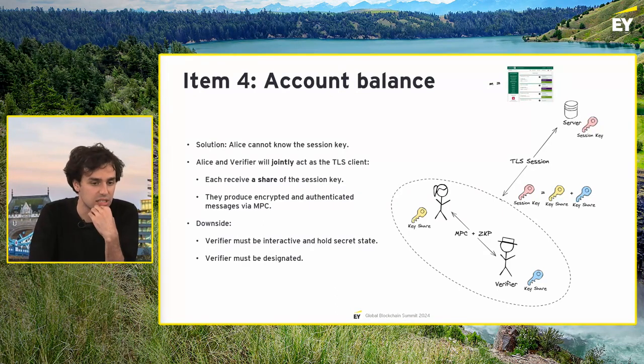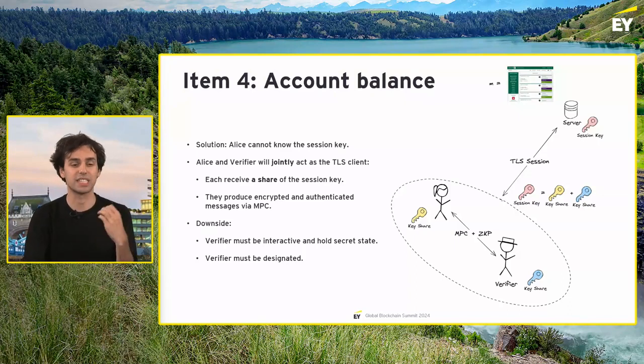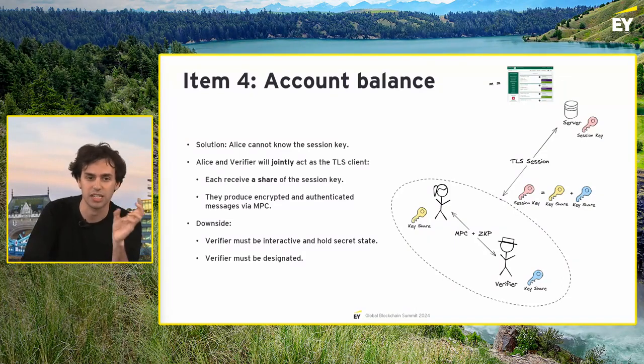Now, the downsides to this approach is that here the verifier, as you see, is interacting with Alice. The verifier has to hold a secret state. It has to know this key share and has to never reveal it to Alice. This is something that a smart contract cannot do, right?